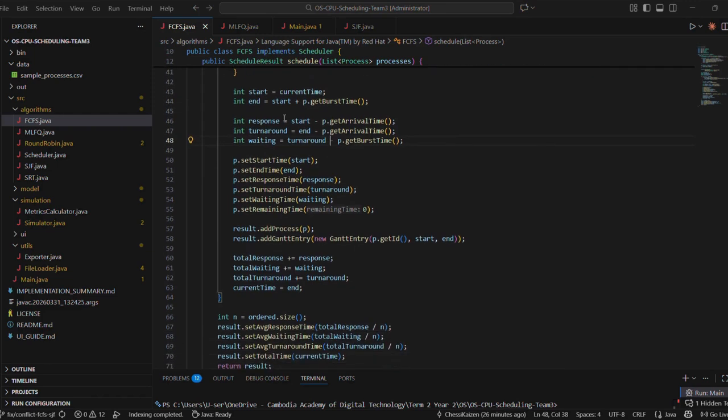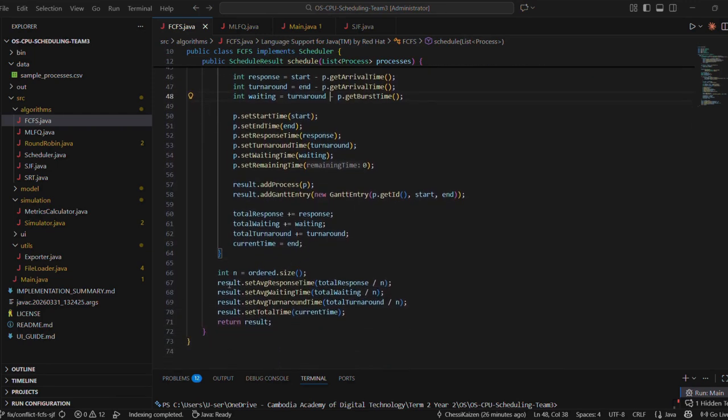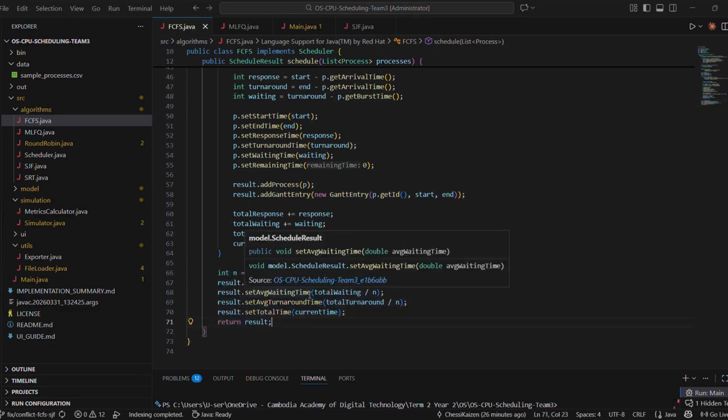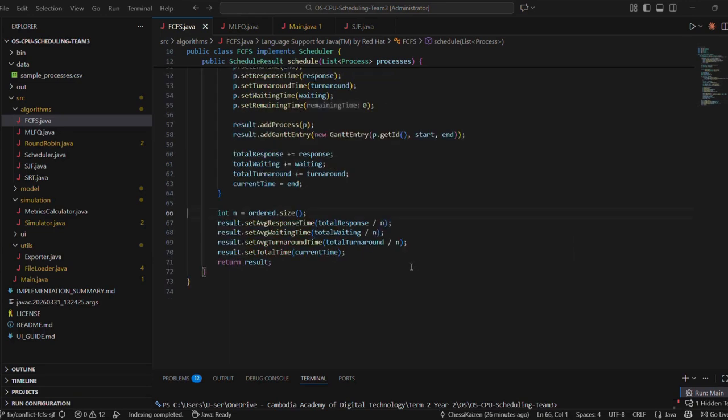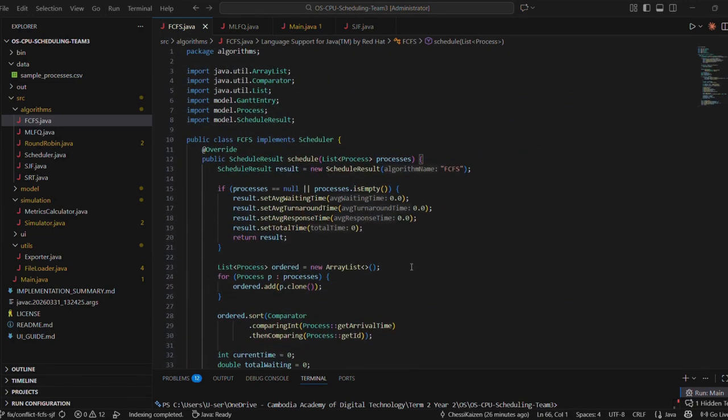So this is the algorithm, and in order to calculate the average, we must sum the values of each process and divide by the total number of processes. So now I'm going to demo.